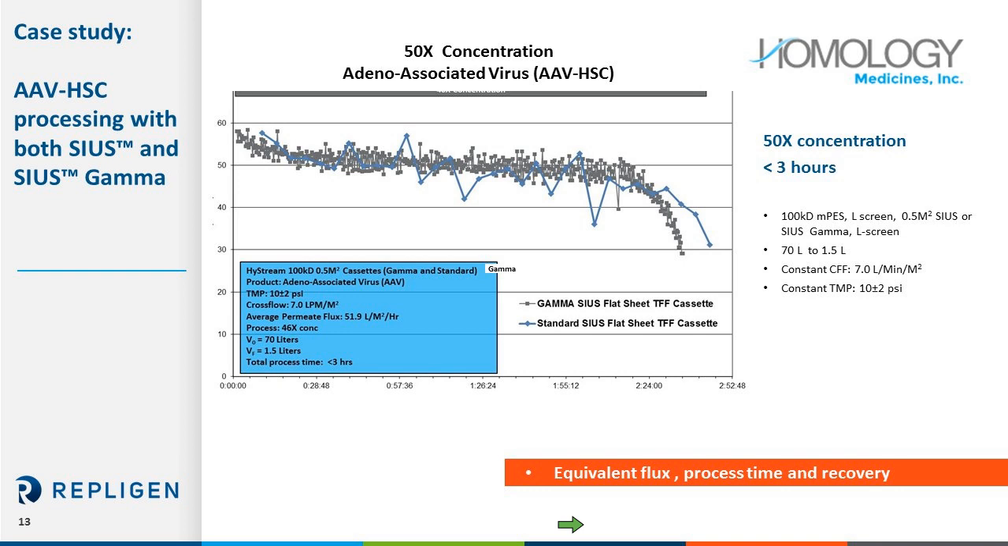This next slide is courtesy of our friends at Homology Medicines in Bedford, Massachusetts in the US, who directly compared CS and CS Gamma in a gene therapy process. This process is a 50x concentration of the Homology AAVHSC molecule, and the plot shown here is flux as a function of time. The process ran just over 2.5 hours, and similar to the previous slide, we see that both flux and process time are comparable in the irradiated and non-irradiated formats. Additionally, both yield and product recovery were comparable as well. Once again, if you're a CS user currently, making the transition will be very straightforward.